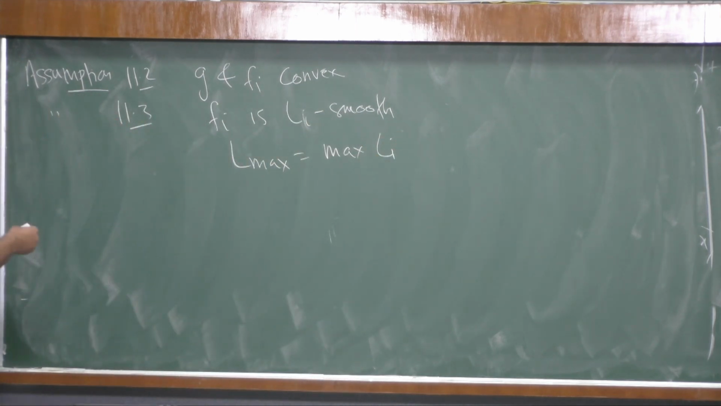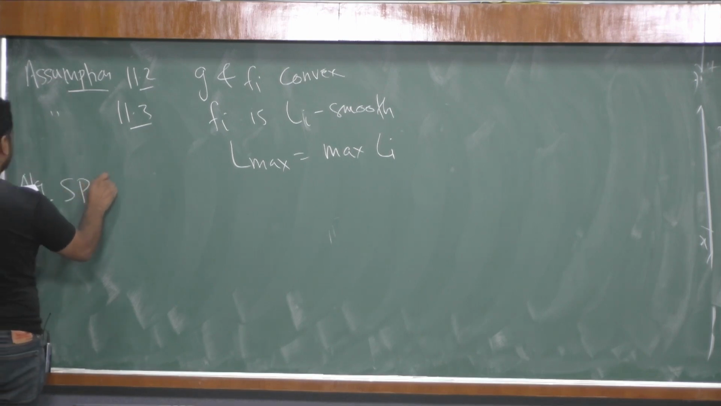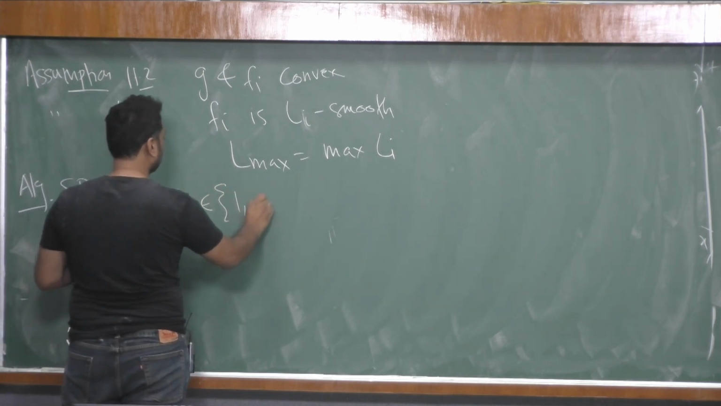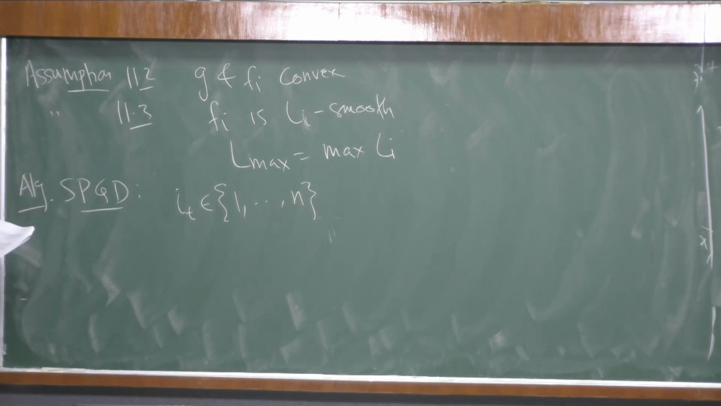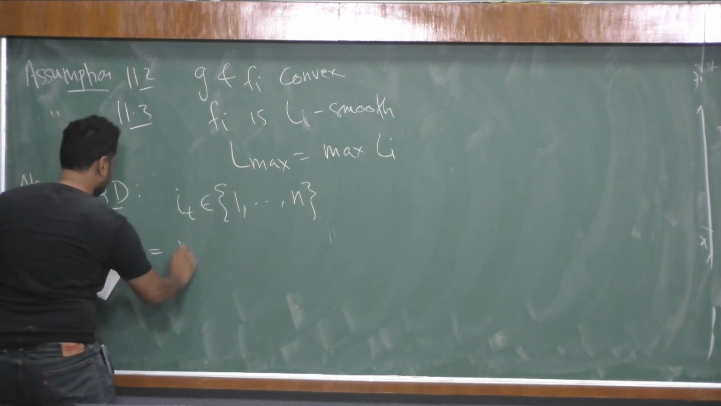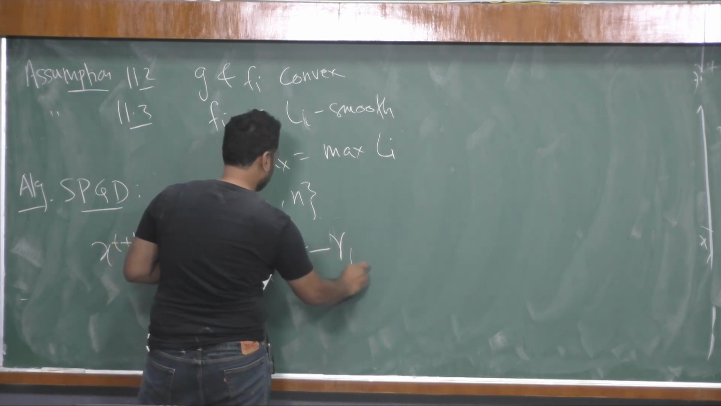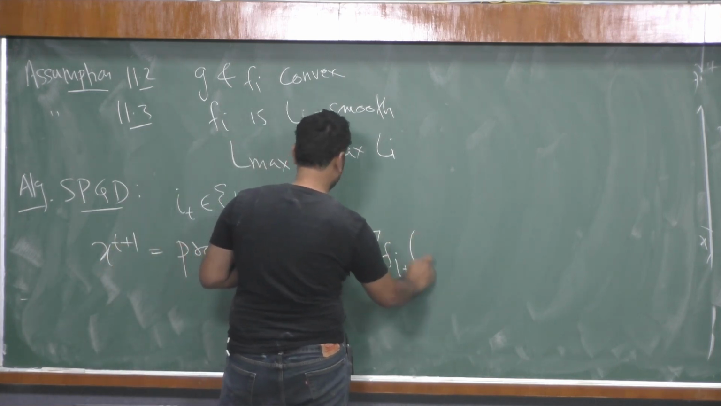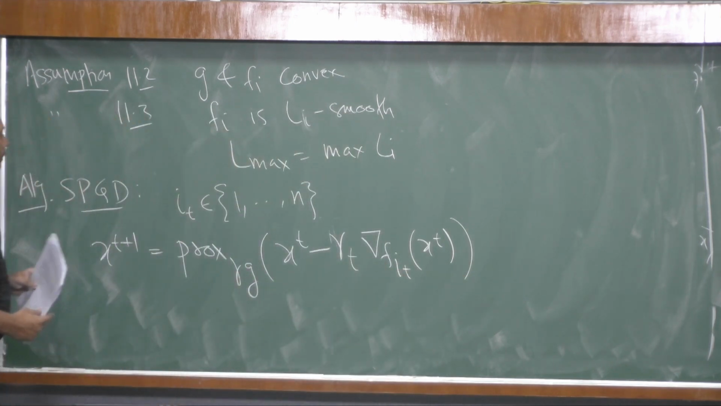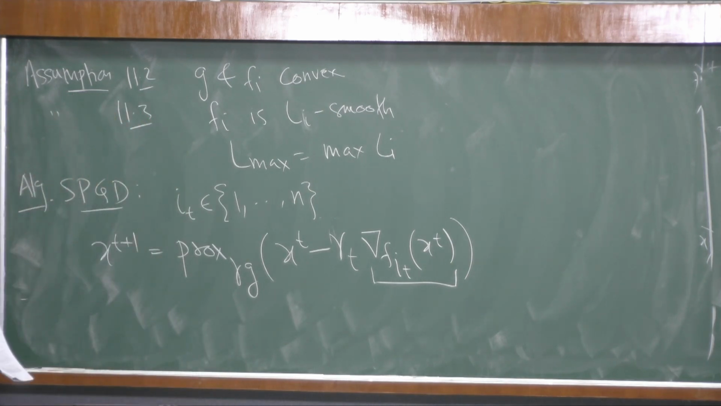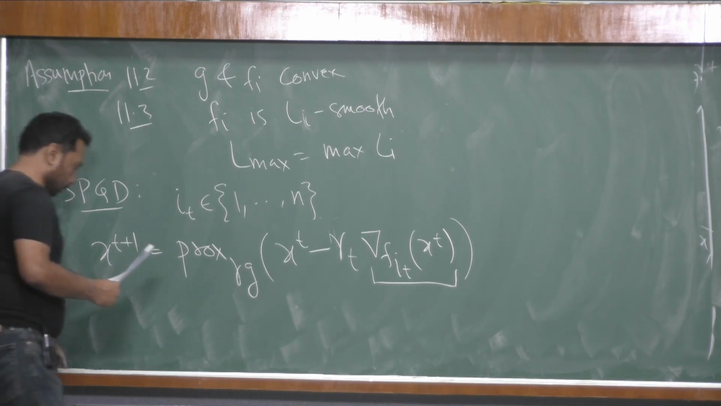Right. So then we can define the algorithm, which is SPGD, stochastic proximal gradient descent, where i_t comes from 1 to n. n is the number of samples, let's say. Then the update rule is proximal, because this is a proximal method: x_t minus gamma_t grad f_{i_t}(x_t). As you can see, the only difference from proximal gradient descent compared to the stochastic version is that the gradients are stochastic now. And we want to prove a convergence for this type of method. So let us try to prove this.